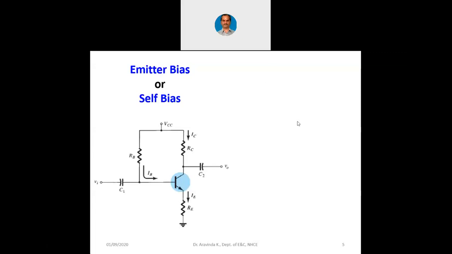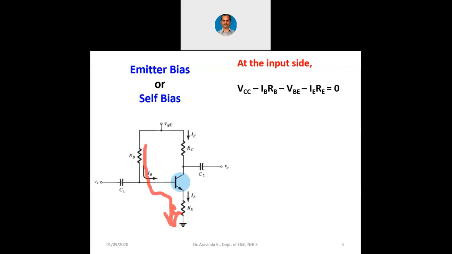Now I am going to deal briefly with the mathematical analysis of this particular circuitry. At the input side, let us apply KVL. VCC minus IBRB minus VBE minus VE, and VE is nothing but IERE. So VCC minus IBRB minus VBE minus IERE equals 0, when you apply KVL at the input side here.